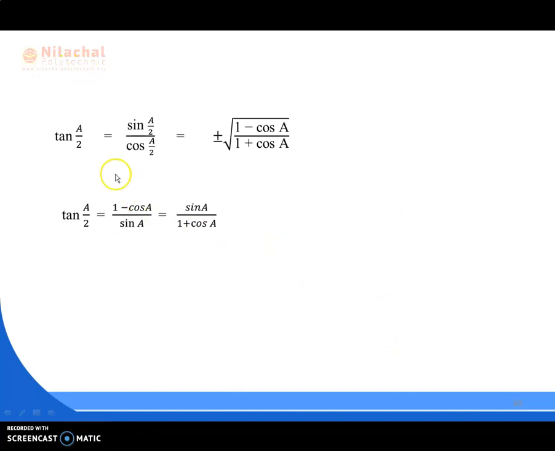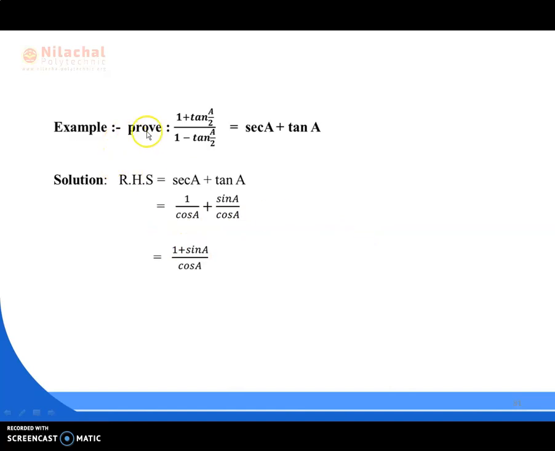Okay, let's see. So tan a by 2 equals sin a by 2 by cos a by 2. We know that sin a by 2 is the root of 1 minus cos a by 1 plus cos a. For tan a by 2, one formula is 1 minus cos a by sin a, which equals sin a by 1 plus cos a also. So prove that 1 plus tan a by 2 whole by 1 minus tan a by 2 equals sec a plus tan a. We just prove it from the RHS side, sec a plus tan a.